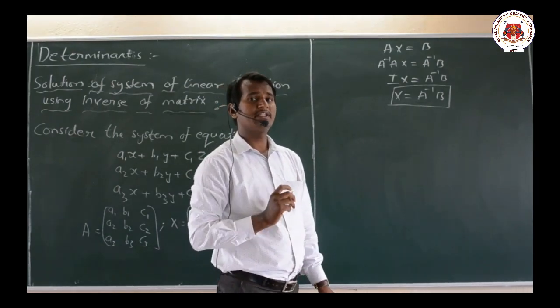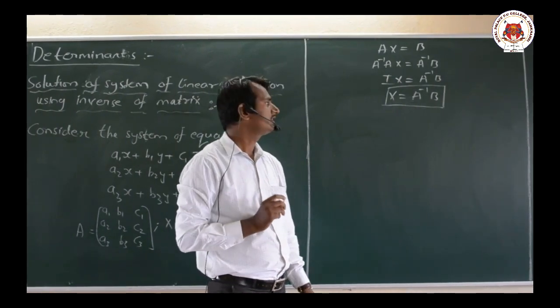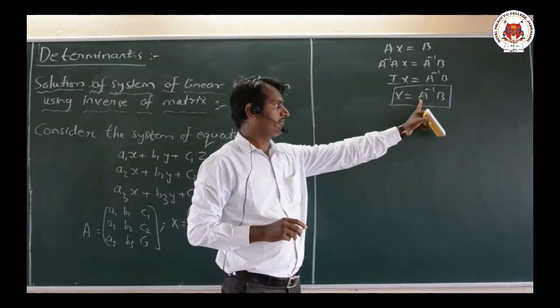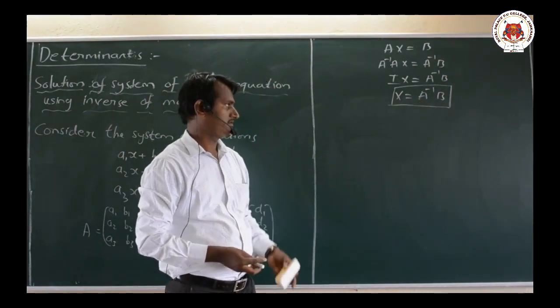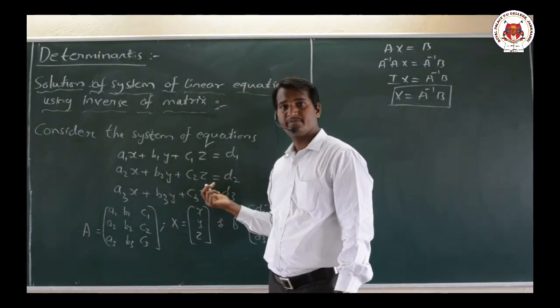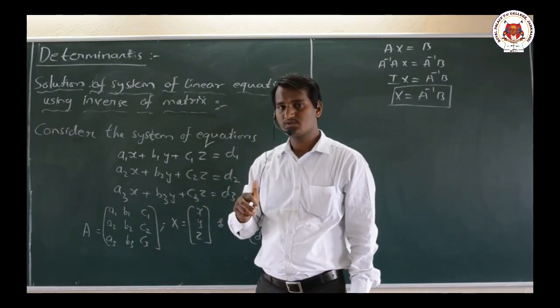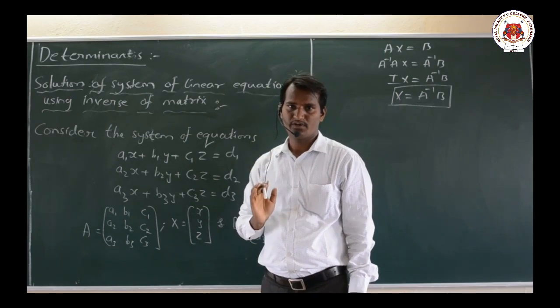Before starting with the example, let us learn one more thing. If we are able to find the solution of this system of equations, then we say it is consistent. If we are not able to find the solution of it, then we say it is inconsistent. This is an important point.